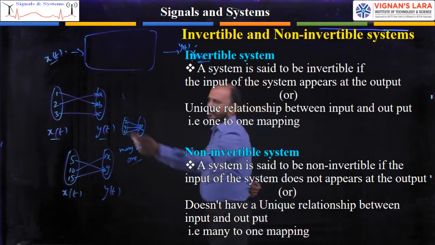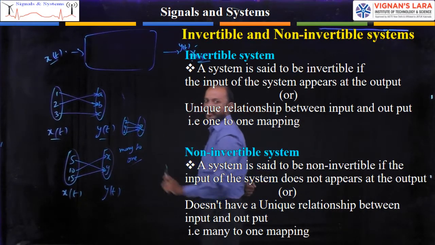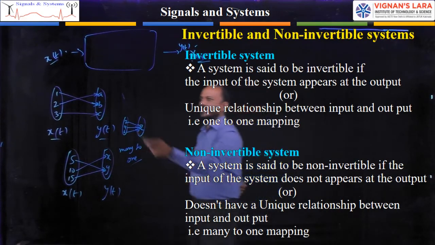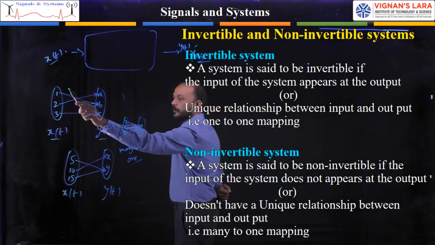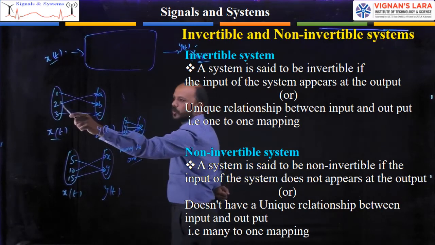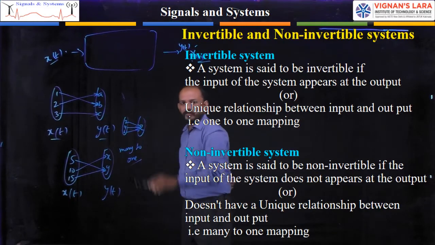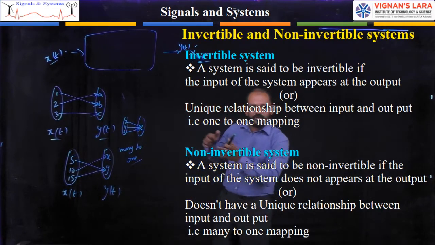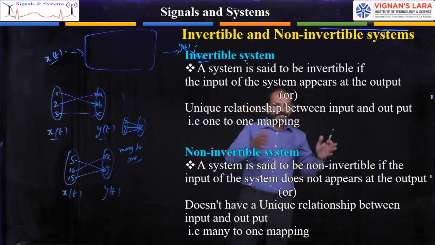See, here we have a unique relationship, and here we don't have a unique relationship. For input A we have output B, for input 1 we have output B, for input 2 we have output A, and for input 3 we have output C. So for each and every different input we have a different output. There is a unique relation between input and output.